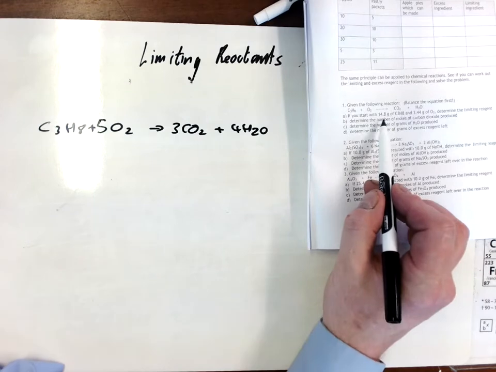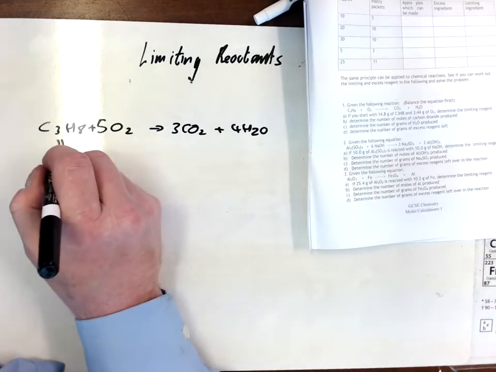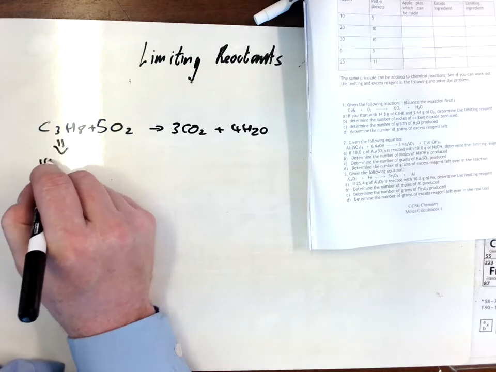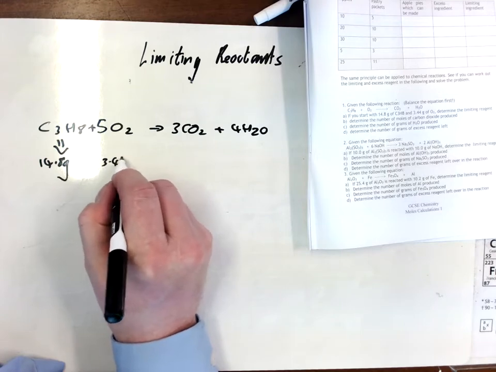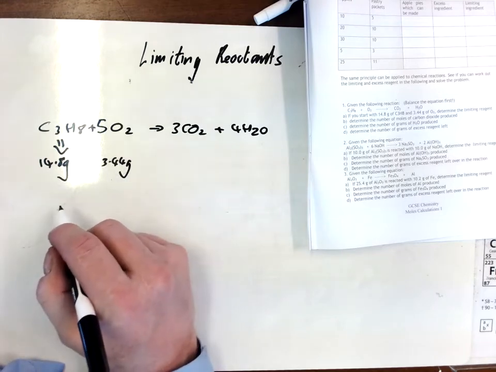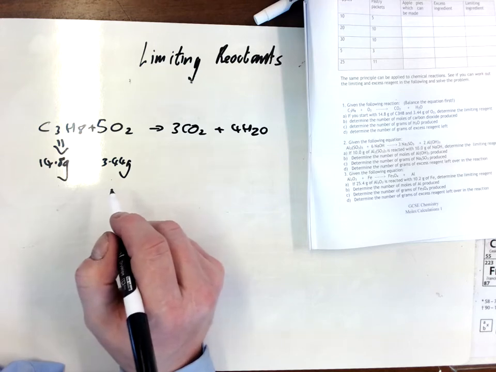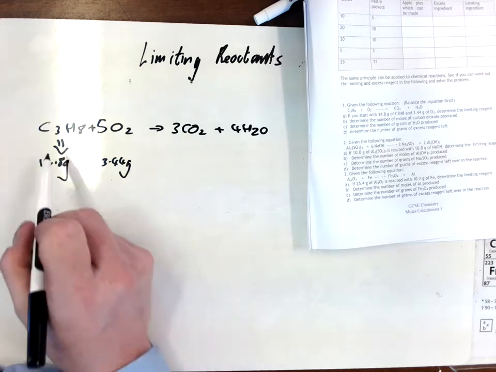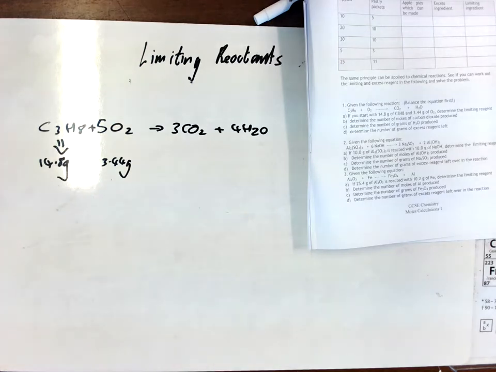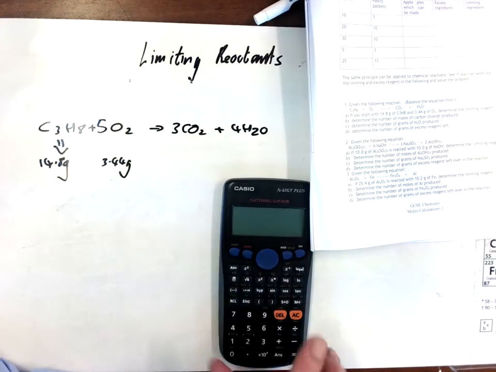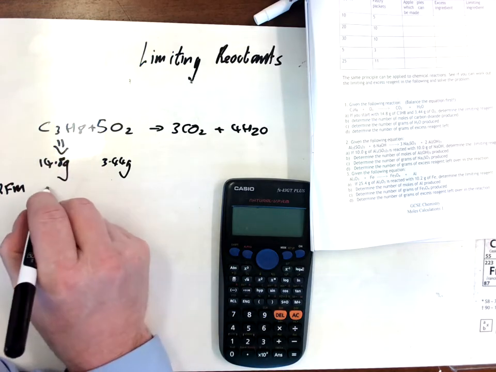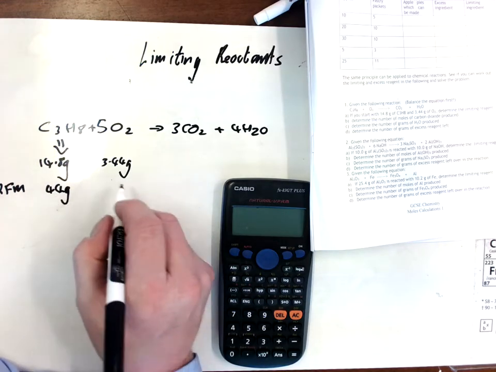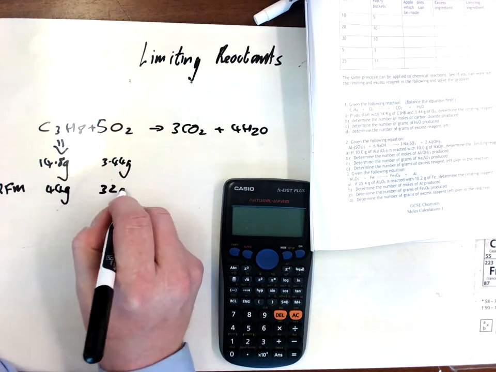So I'm going to start with 14.8 grams of this, which is a thing called propane. Okay, and I have 3.44 grams of my oxygen, and I've got to determine which one is the limiting reactant. I have a 1 to 5 ratio here, which is very important, and we've got to bring that into consideration. So let's get the RFMs of these first. This is 44 for the RFM of propane, and oxygen is 2 times 16, which is 32 grams.